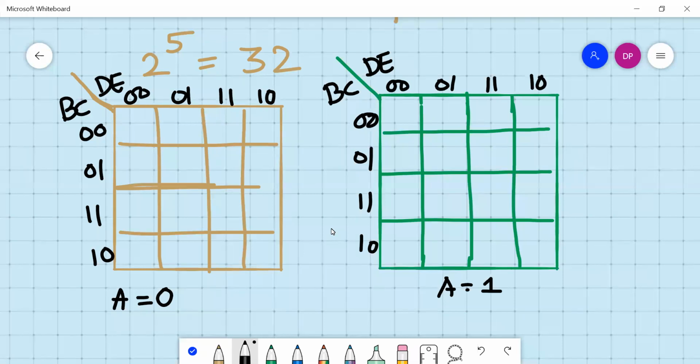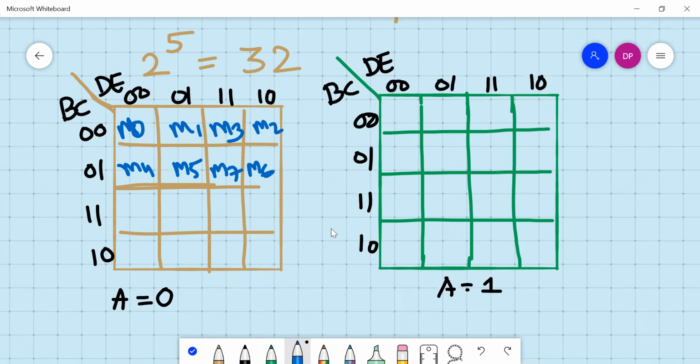So what will be the first min term here? A0, B0, C0, DE 0 0. All five are zeros, so this is small m0. Then you will have small m1, small m2, m3, then m4, m5, m7, m6.